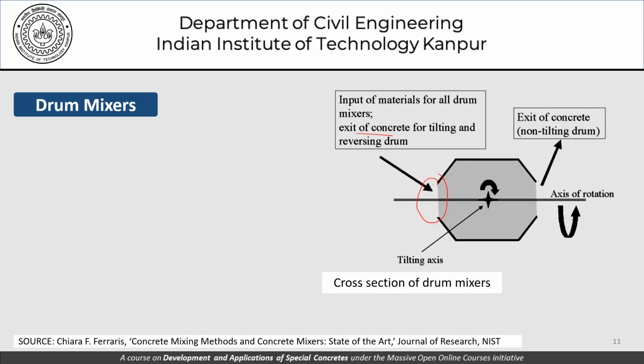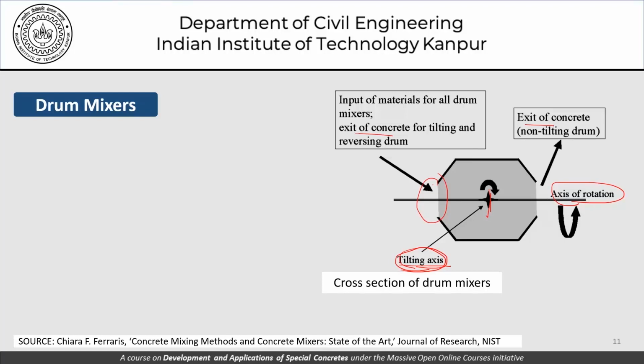Sometimes in a non-tilting drum, we have the exit of concrete on the other side, whereas this largely remains the tilting axis. And this axis is the tilting axis. So this is the axis of rotation and this is the tilting axis. So the tilting axis helps us load the material and take the concrete out of the drum mixer.